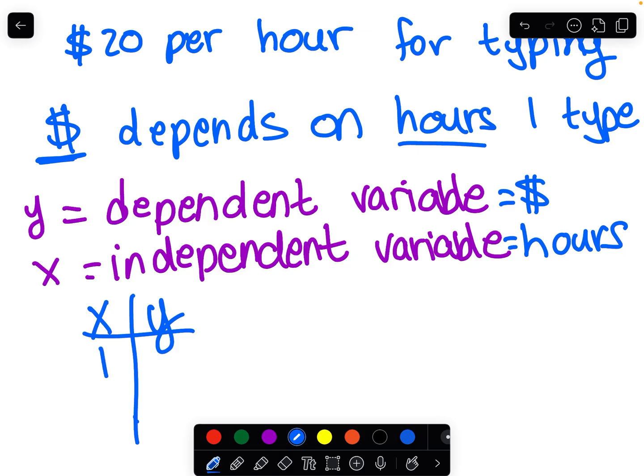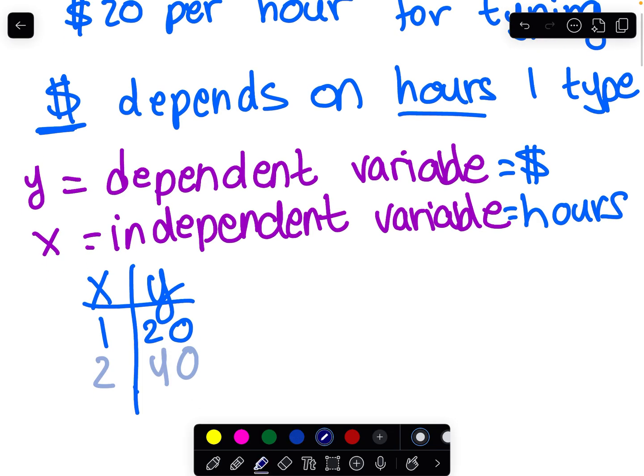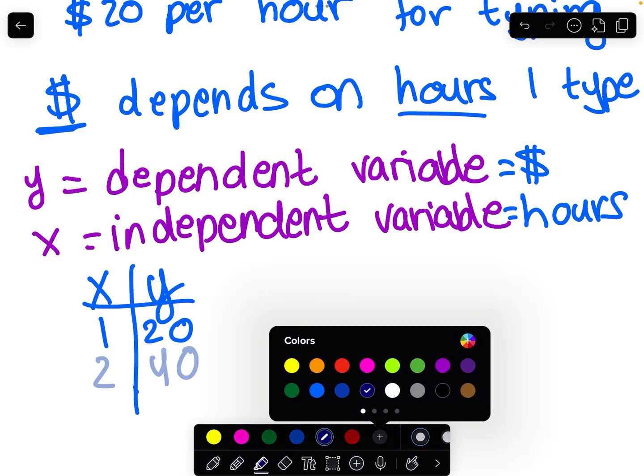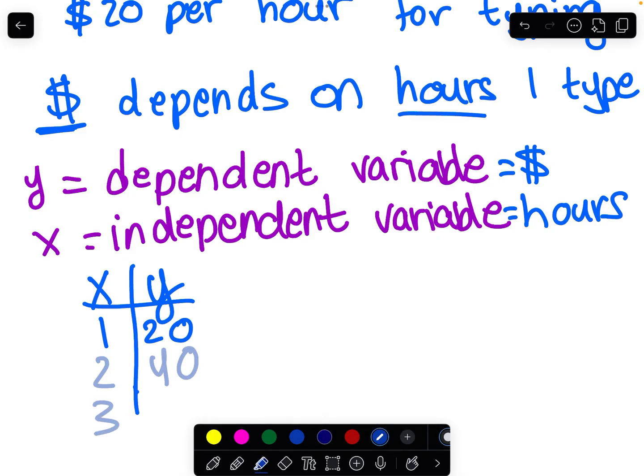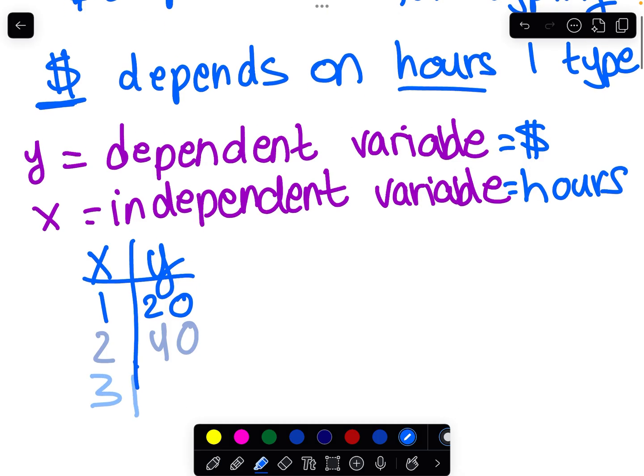If I type for 1 hour, I get $20. Woohoo! If I type for 2 hours, I get $40. I accidentally changed the colors of this, and I did not mean to. Let's go back to the original. If I type for 3 hours, I get, oh, it's still shaded, isn't it? Oh, well. I get $60.